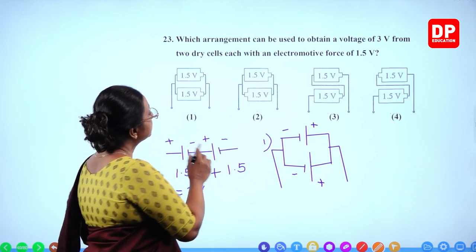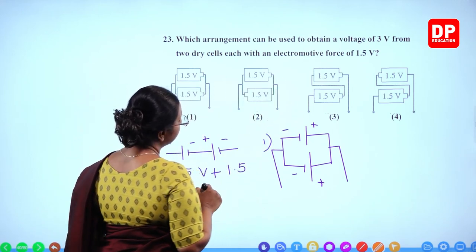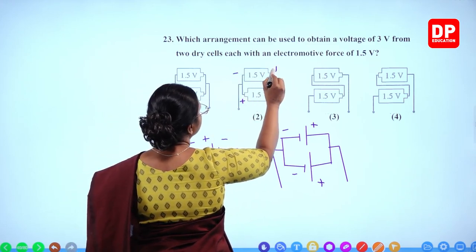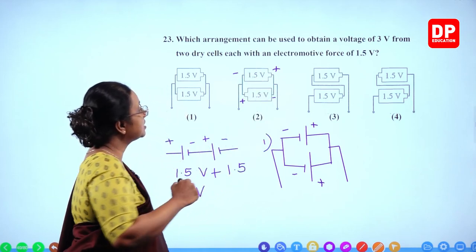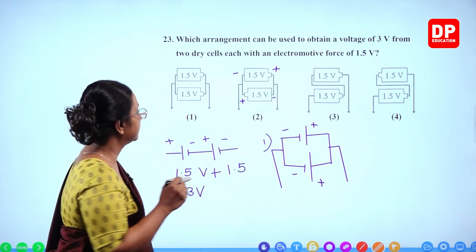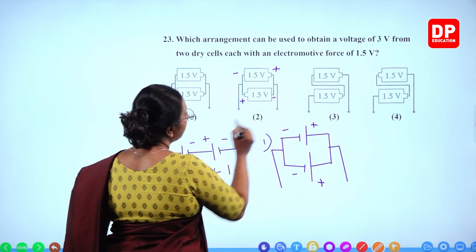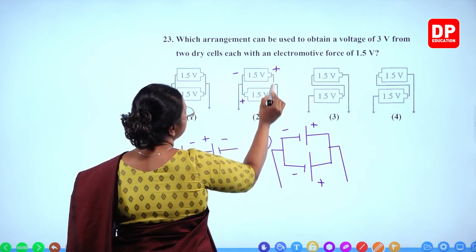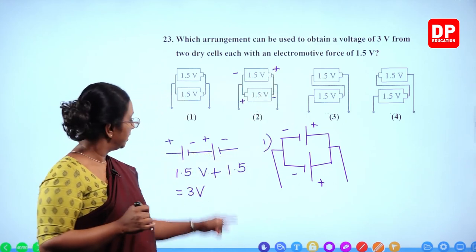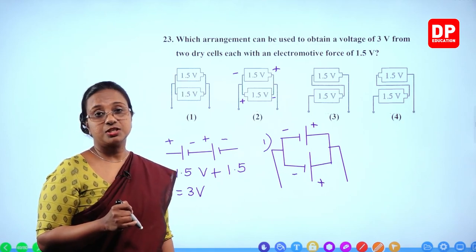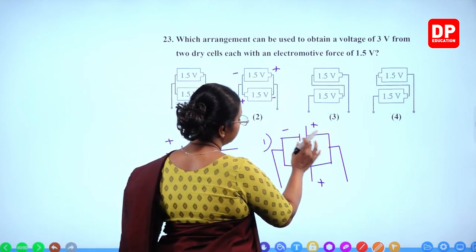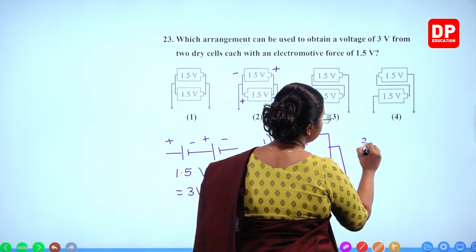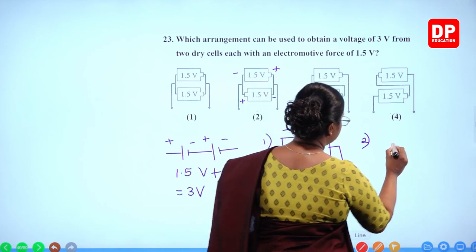You will not get 3 volts. Now, the same thing if you look at the second one. Second one also, here you can see positive, negative, positive, negative. Their connection is correct. But what happens is, the potential is drawn from here. The positive is connected to this negative. This positive is connected to this negative. Here it has to be an alternate connection. So, something similar to this, but the terminals are connected properly.